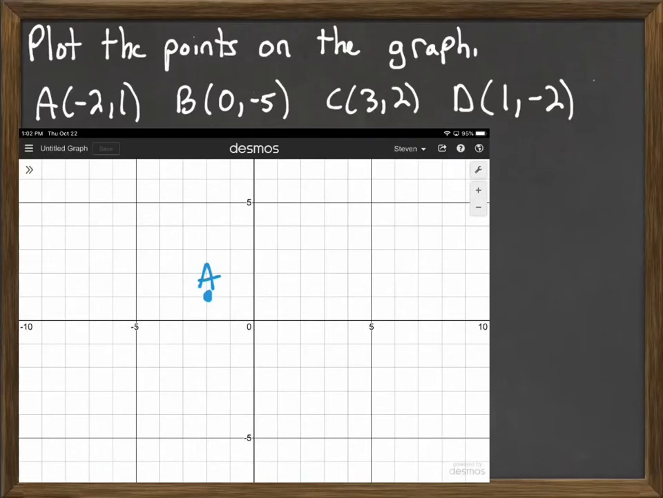Then we go to our next point here, which is 0, -5. 0 means don't go at all in the X direction, so stay right there. And then -5 is going to move us down 5 units. And so that lands us down here at 0, -5. And then we plop on our label for point B.